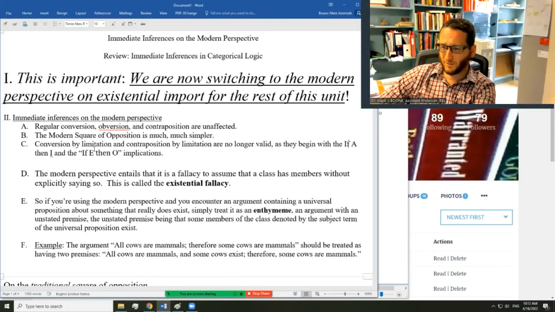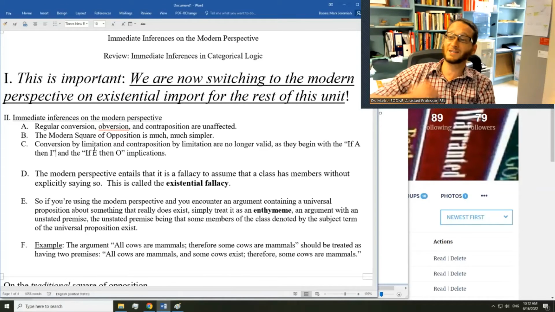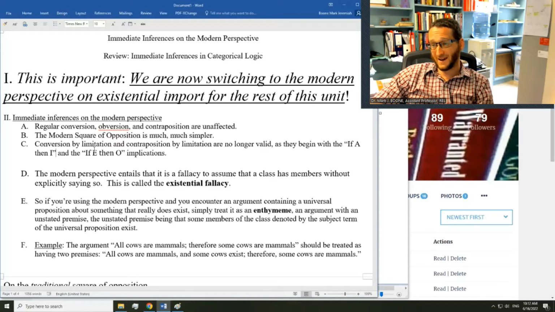So if you go back and watch the former video on conversion, obversion, and contraposition, you'll find me saying that on the Aristotelian view, you can't convert an A. All guinea pigs are mammals, therefore all mammals are guinea pigs. But you can go from an A to an I. All guinea pigs are mammals, therefore some guinea pigs are mammals. Then you could convert that. You can always convert an I. All guinea pigs are mammals, therefore some guinea pigs are mammals, therefore some mammals are guinea pigs.